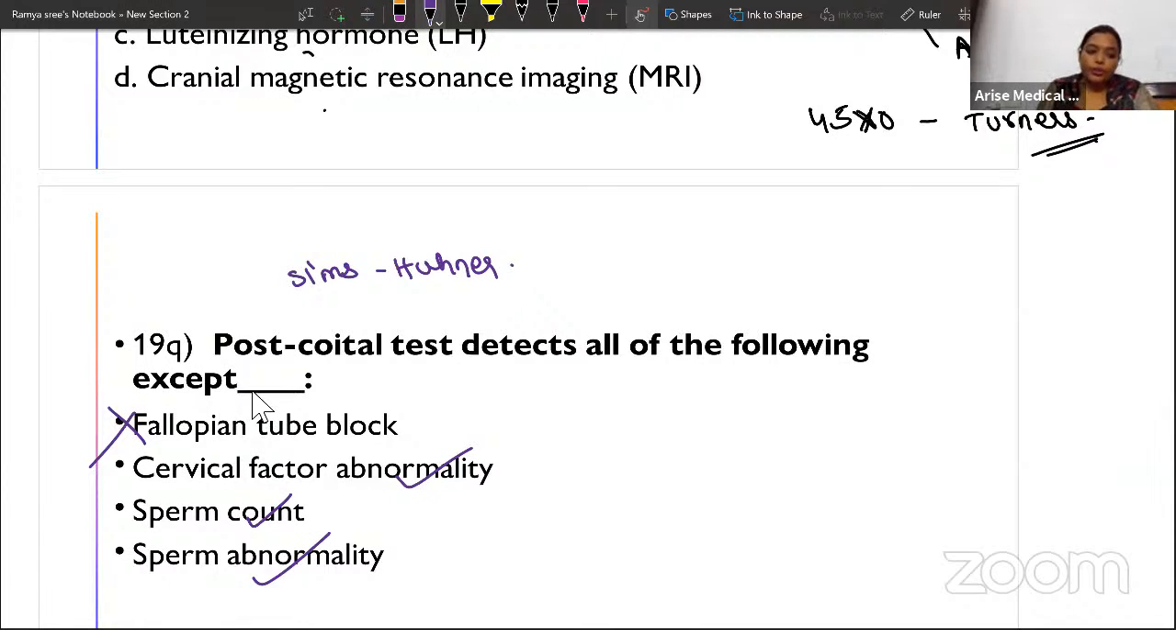Okay. So those were the MCQs for today. I think we had a great session where we discussed some of the important MCQs.